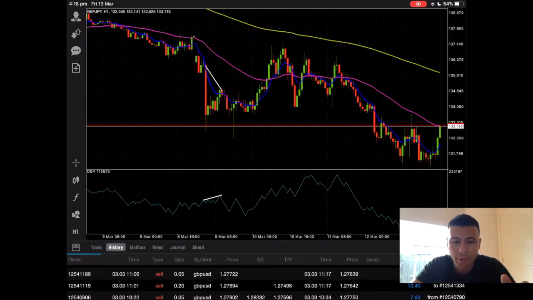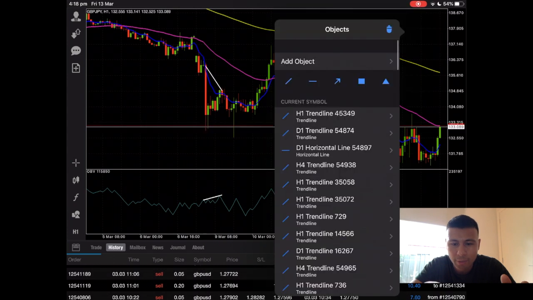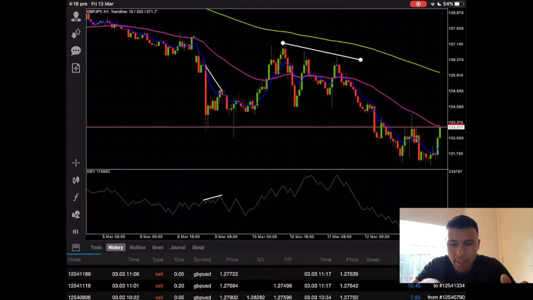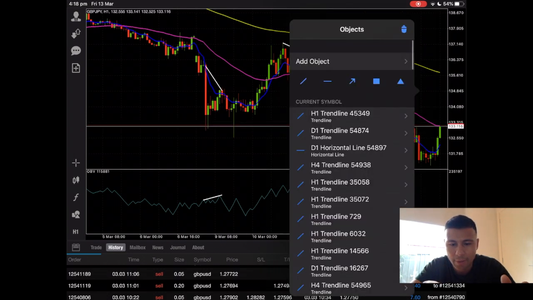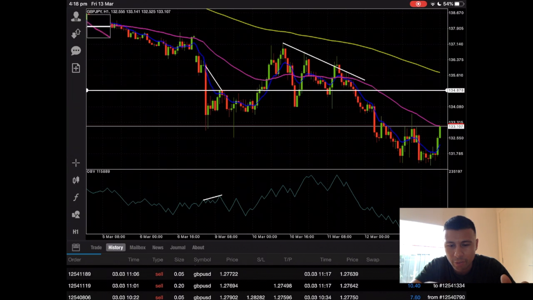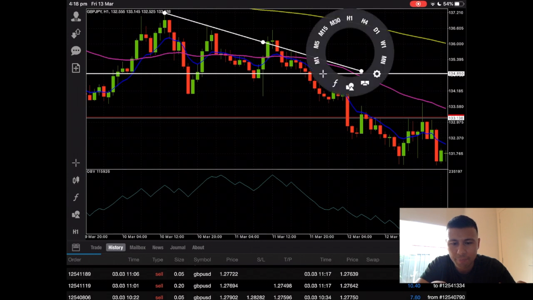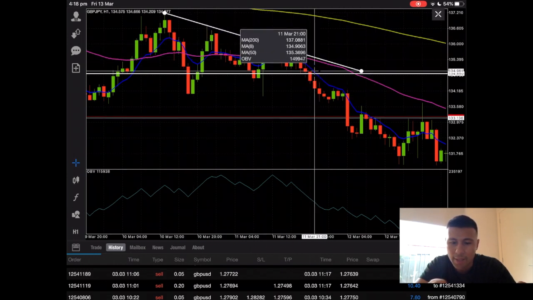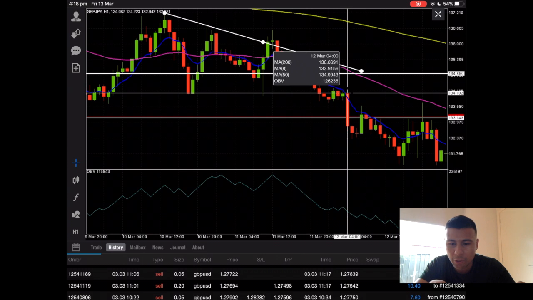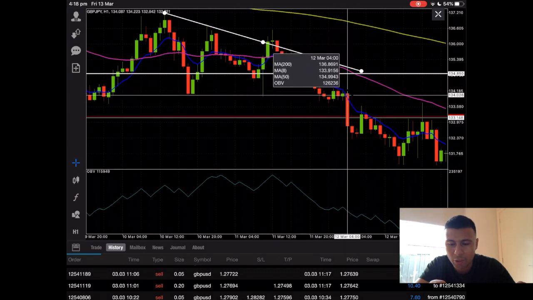I saw a descending triangle from this wick to that wick, and I put my support line right there. So I saw a descending triangle. It was just going, then it eventually broke out, it retested, and I caught this trade from here. It started to drop. Okay, so then I was holding and holding until this candlestick, I took my profits.